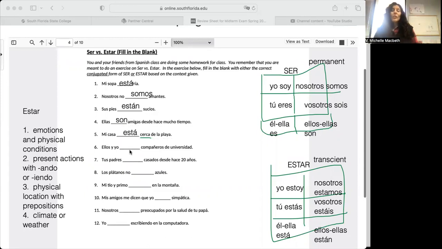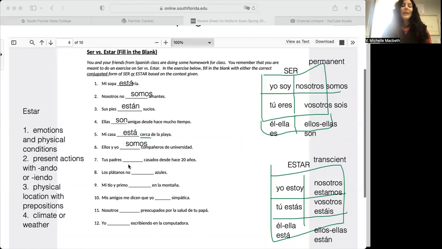Ellos y yo, compañeros de la universidad. So talking about being colleagues, is that an emotion or a physical condition? No. Is it a present action with an ando or a yendo? No. Is it a physical location that uses a preposition? No. Is it a climate or a weather activity? No. What is it? Identity. So it's going to use ser, no?